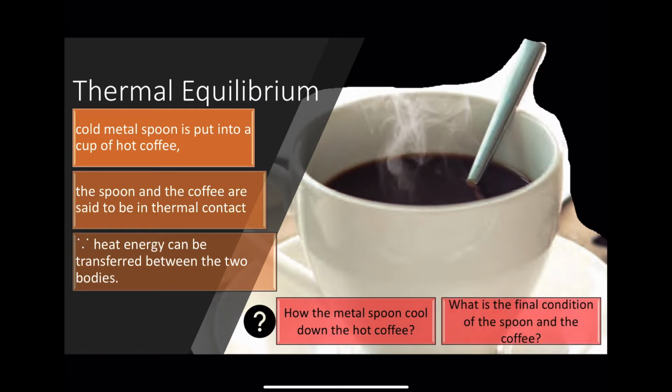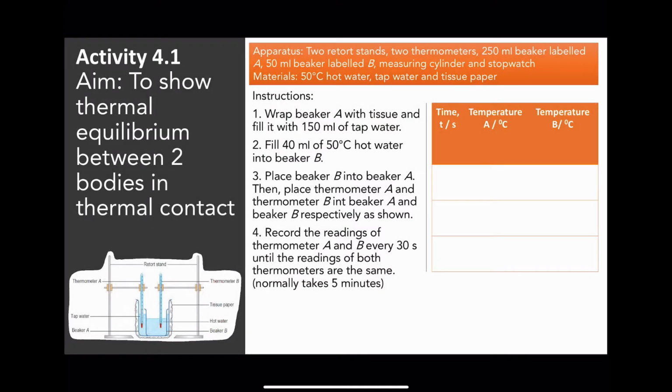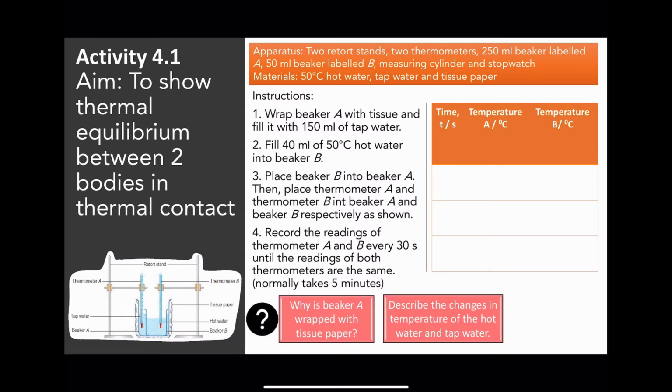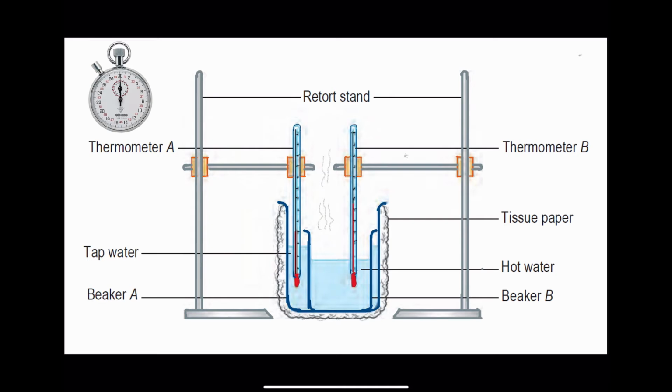The next question you may ask, what is the final condition of the spoon and the coffee? Okay, have some thoughts about this. We will get back to these questions later. To understand thermal equilibrium better, we need to carry out an activity. The aim for this activity is to show thermal equilibrium between two bodies in thermal contact.